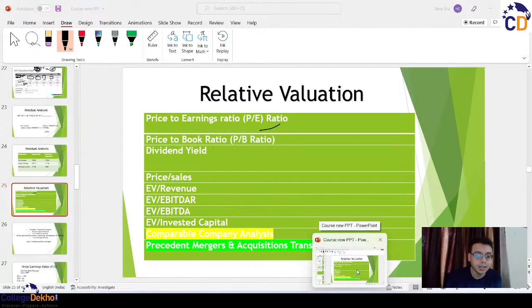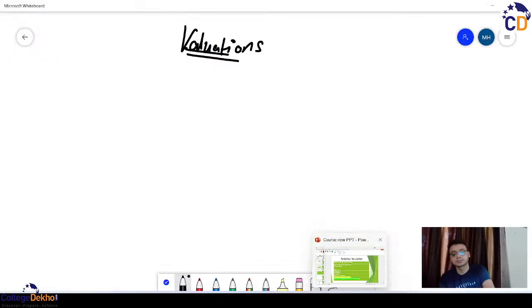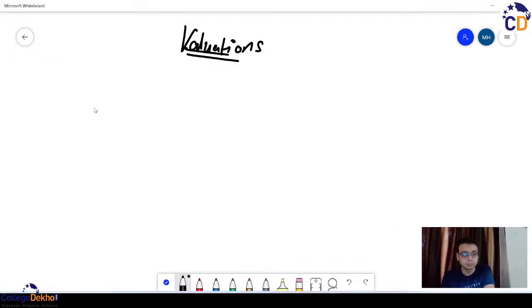Let's talk about something like the dividend yield. First, let's talk about dividend per share.